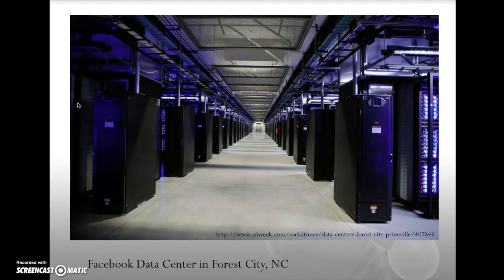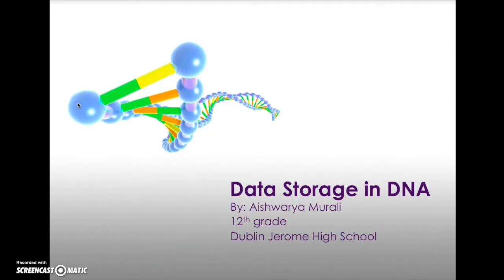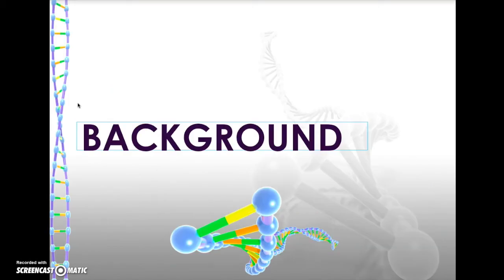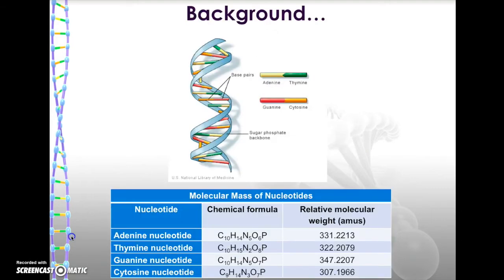So would there be any way that we could maybe decrease the amount of space and energy that we use to store all of our information? There is now. It's called storing our digital information in DNA. My name is Aishi Murali, and I'm going to show you one of the really cool concepts that I learned about recently. In order to understand how this works, there's some background that you need to be familiar with. So this is DNA.